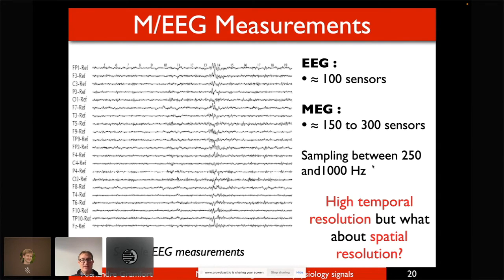And the sampling rate is on the order of, let's say, 250 hertz for EEG, up to 1 kilohertz for MEG. You can have MEG recordings with more than this if you're interested in so-called high-frequency oscillations, but I would say the common practice is to have 1 kilohertz for MEG. So you have a high temporal resolution, but the question is, what is the spatial resolution of this?